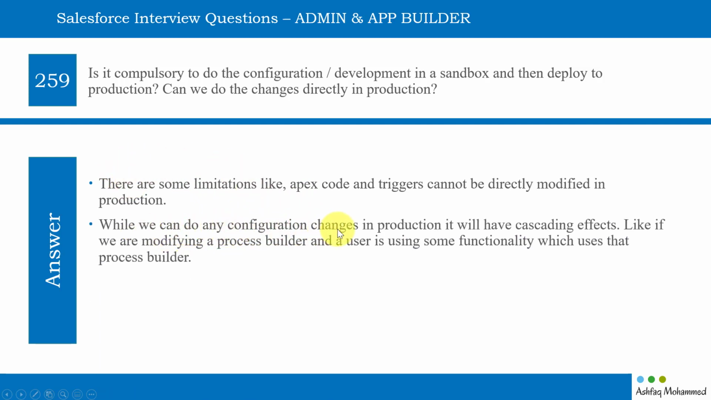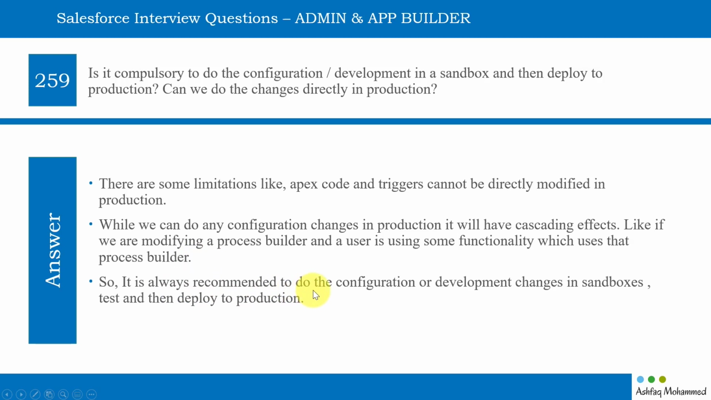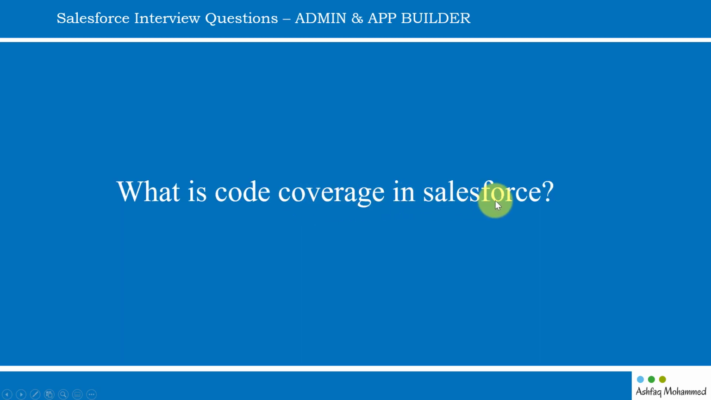So while we can do configuration changes in production, it will have a cascading effect. Even though you can do config changes like creation of fields, or deletion of fields, or maybe updating a workflow rule and all those things, the best practice is not to do them directly in production. Like if we are modifying a process builder and the user is using the same functionality which uses that process builder, right? Then he will see a different effect if you do the changes. So it is always recommended to do the configuration or development changes in the sandboxes, test, and then deploy to the production.